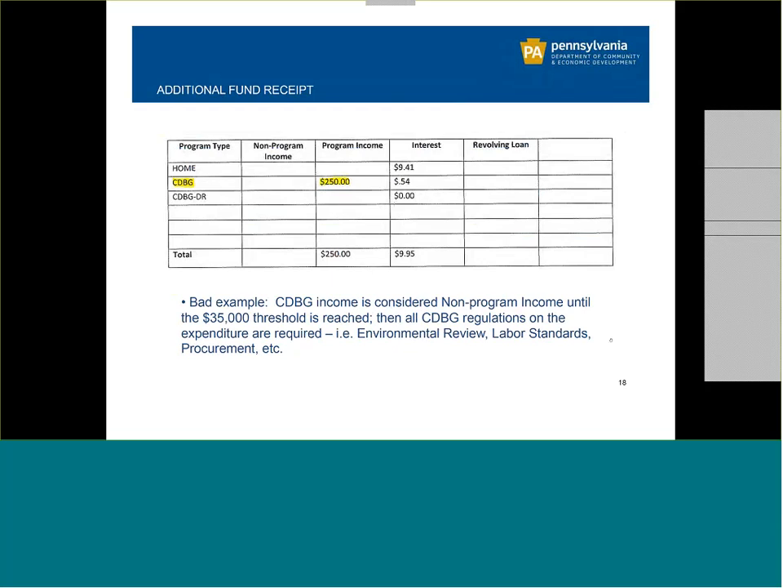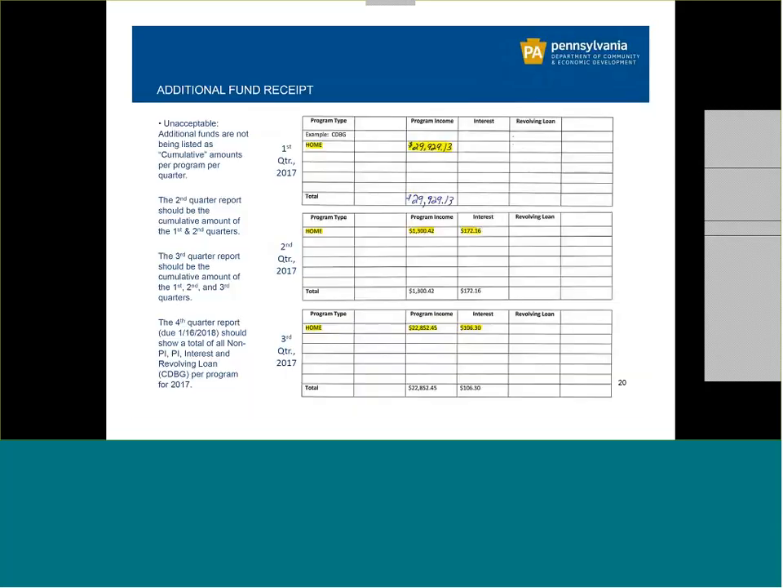Okay, on to the unacceptable. In this example, the grantee did not list cumulative amounts per program per quarter. As you'll see, in the first quarter the program income was over $29,000. The second quarter, it's only $1,300. And the third quarter, it's only $22,000. The third quarter program income should be the cumulative amount of the first, second, and third quarters.